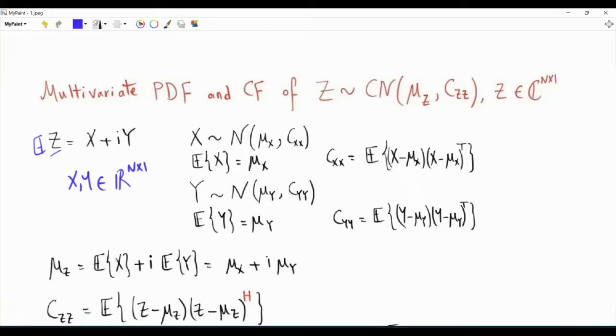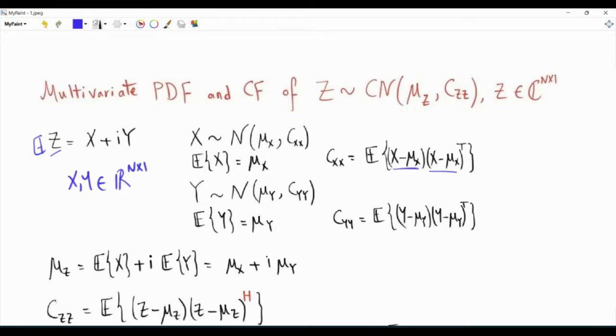And so Hermitian, for the real valued vectors, we use transpose. So this is a column vector and its transpose is its row version. But here we do not just transpose, we transpose and take the complex conjugate. So this is the definition of the covariance matrix in the complex case. CZZ is the expectation of Z minus its mean vector times Z minus its mean vector Hermitian. So Hermitian involves two operations, transposition and complex conjugation.